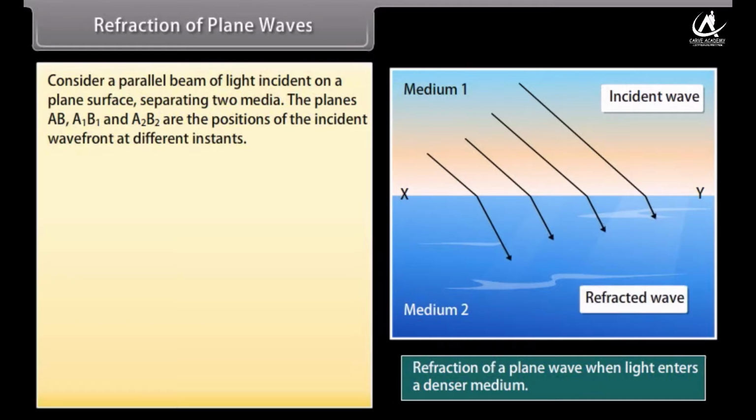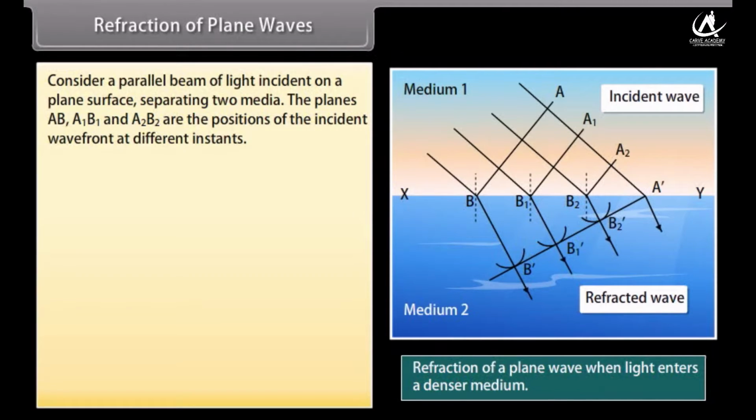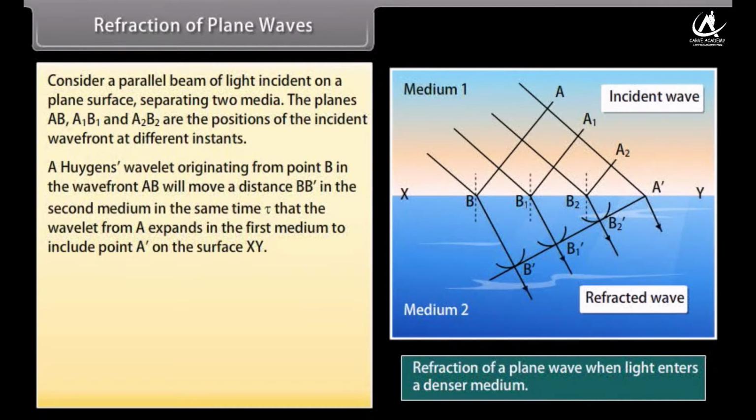Reflection of plane waves. Consider a parallel beam of light incident on a plane surface separating two media. The planes AB, A1B1 and A2B2 are the positions of the incident wavefront at different instants. A Huygens wavelet originating from point B in the wavefront AB will move a distance BB' in the second medium in the same time that the wavelet from A expands in the first medium to include point A' on the surface XY. Since the two wavelets with radii AA' and BB' are not in the same medium, they move with different speeds, say V1 and V2 respectively.